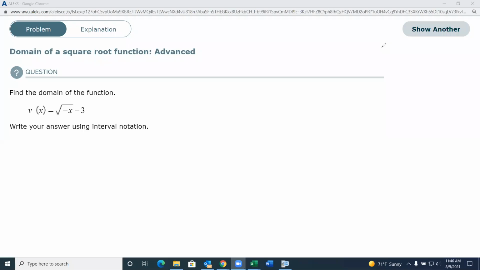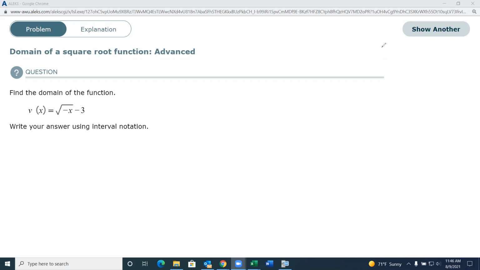Okay, so what's the domain of this function? Well, we got a square root in there. There's no denominator to worry about, but there's a square root. And doing square root of a negative doesn't work out so good usually. So whatever's inside the square root has to be positive or zero.